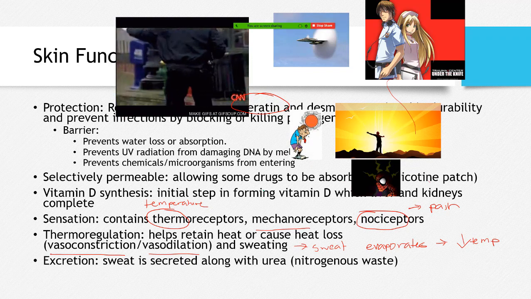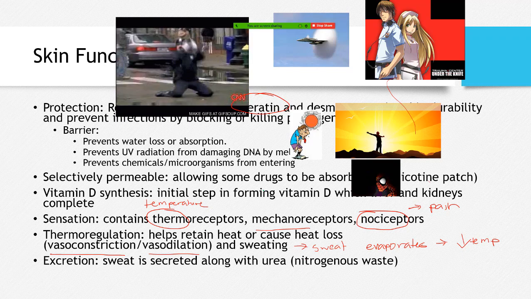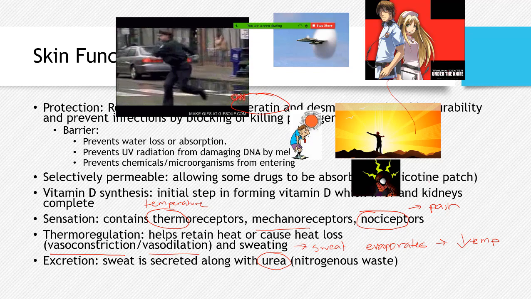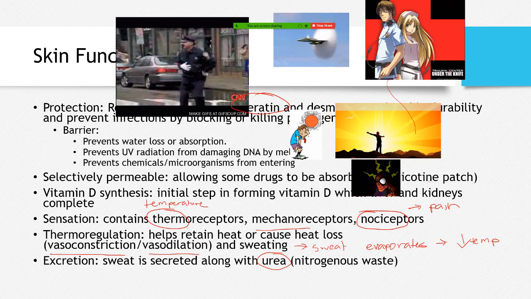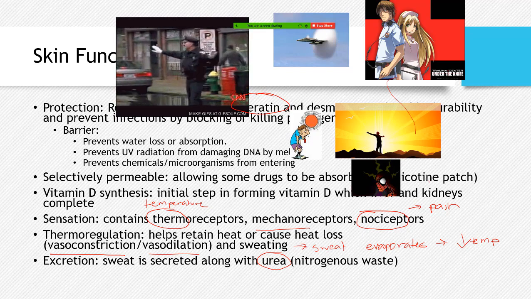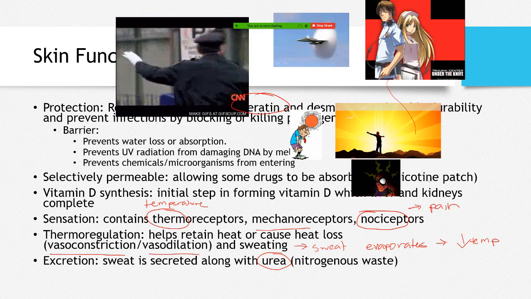Excretion. So sweat will excrete not a lot, but some urea. Urea is a nitrogenous waste, a waste product. Most of the urea is going to be released as urine, and so we're going to release urea through our urine for the most part.